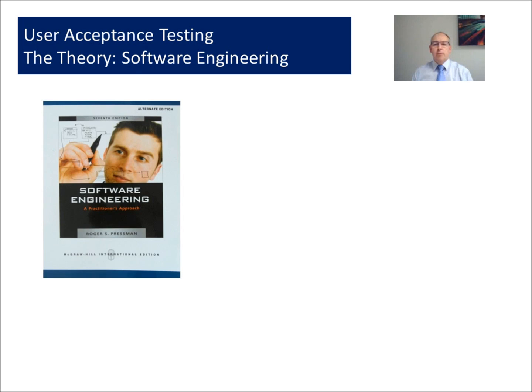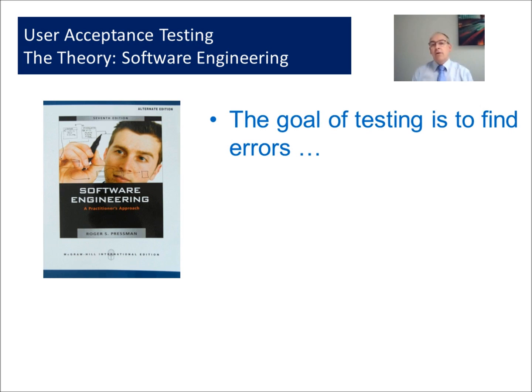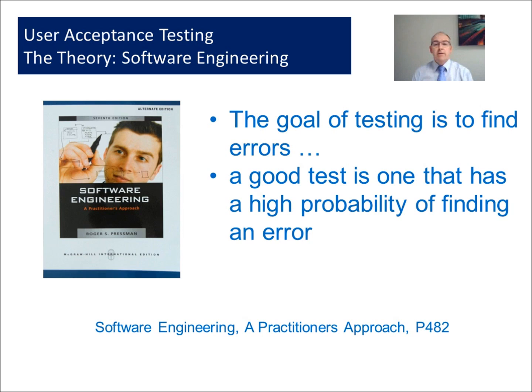In Roger Pressman's book, Software Engineering: A Practitioner's Approach, there are a number of sections on testing. We'll identify 2 points here. The first one is that the goal of testing is to find errors, not to prove that it works, but to find areas that it doesn't work. The second one is that a good test has a high probability of finding an error. So we want to look at our system and see if we can find areas where actually it needs reconfiguration and rework.